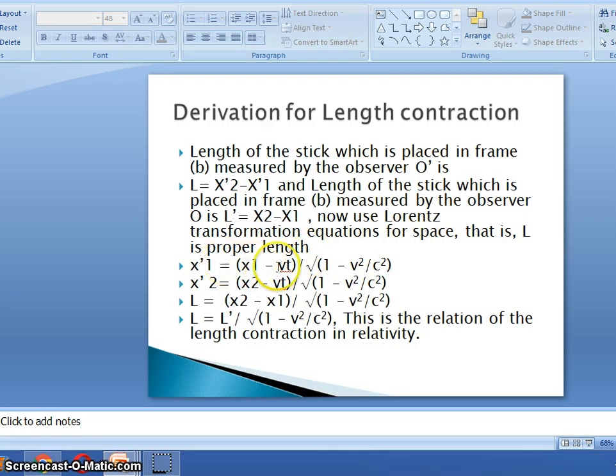x1 dash is equal to x1 minus vt divided by root of 1 minus v square upon c square. x2 dash is equal to x2 minus vt divided by root of 1 minus v square upon c square. Then L is equal to x2 minus x1 divided by root of 1 minus v square upon c square, and L is equal to L dash divided by root of 1 minus v square upon c square. This is the relation of the length contraction in relativity.